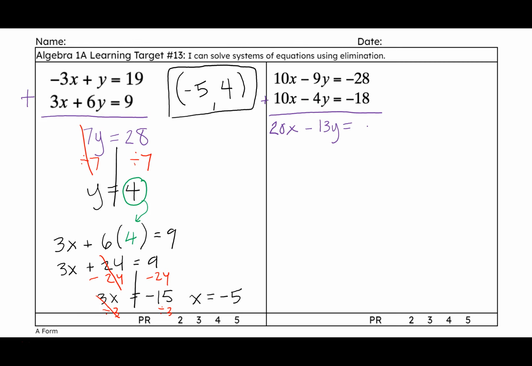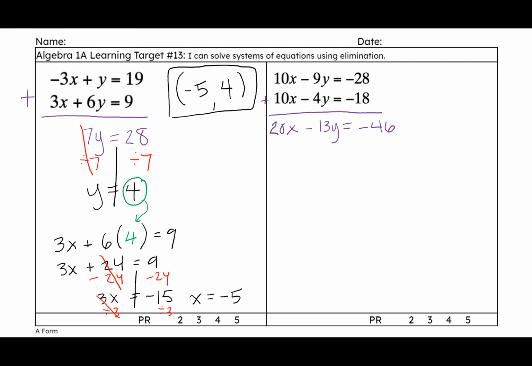Is negative 46 altogether. Let's see. Uh-oh. I can't solve this. I've got x's and y's. Nothing got eliminated. Well, shoot. It's because I don't have any additive opposites. This did not add up to 0. Neither did that. Neither did that. So the x's and y's are still there.